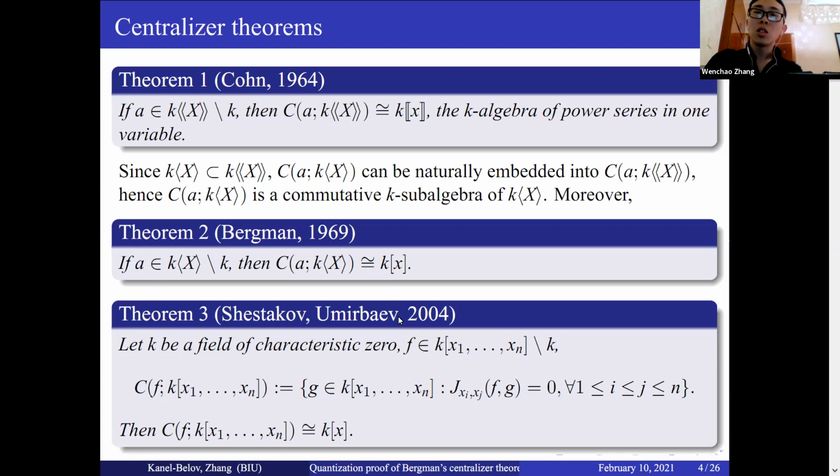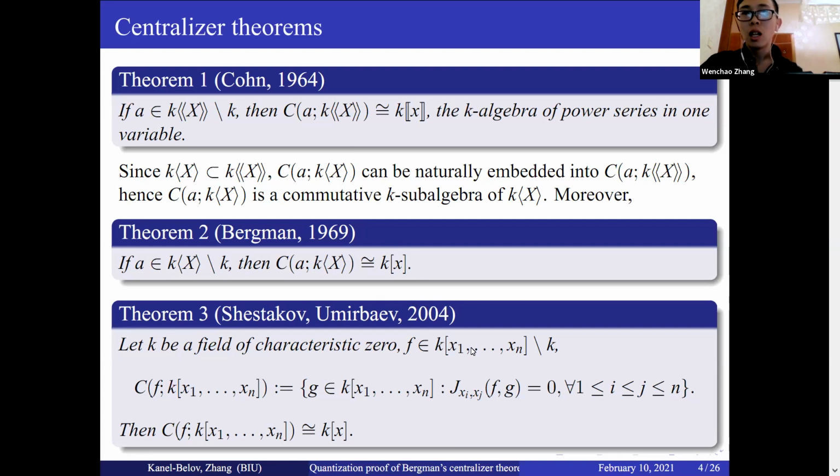Actually, all the elements in the polynomial algebra k[x1, ..., xn] always commute, so in this sense the centralizer is just the whole polynomial algebra. But Shestakov and Umirbaev made an analog of the centralizer. They define something other than the commutator. The other centralizer is like the commutator being zero. But here we have a Jacobian.